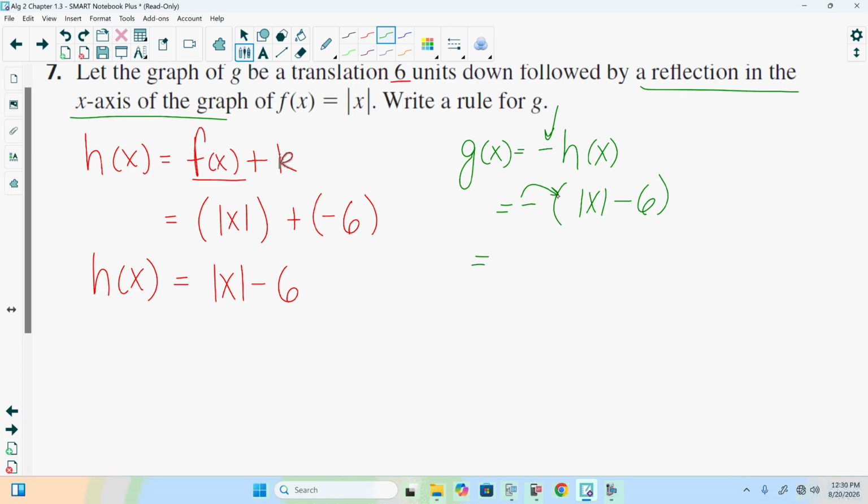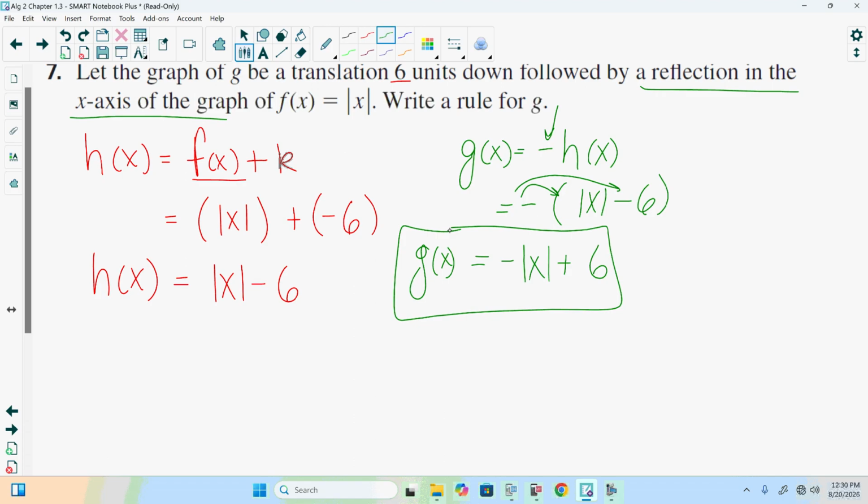Now we need to simplify. We're going to distribute the negative through. Our negative times our absolute value is just going to be negative absolute value of x. However, our 6, the negative and negative, is going to make a plus. Telling us that g of x is equal to negative absolute value of x plus 6. And again, this one, just like the previous one where order matters, here, flipping it would have still given us negative absolute value of x, but instead of plus 6, it's going to be minus 6. It would give us a different value there. Questions over anything we've done?